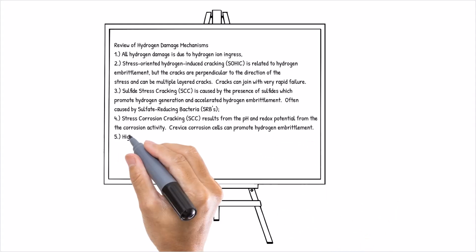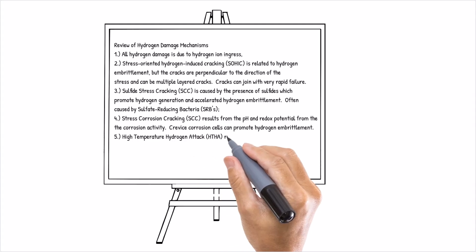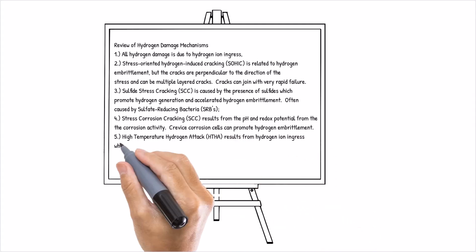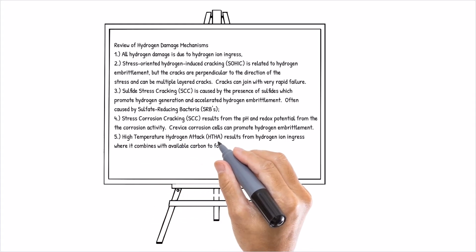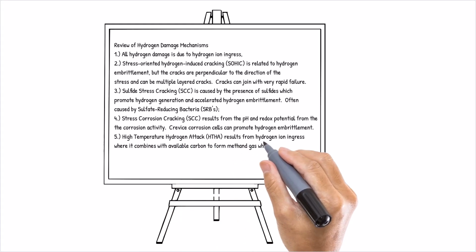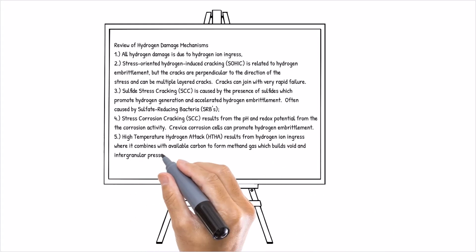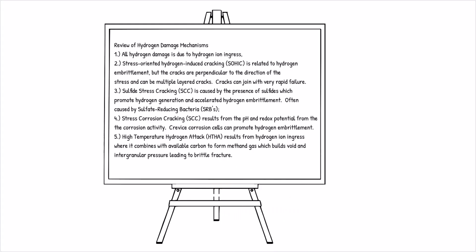Next, we had high temperature hydrogen attack, HTHA, which is caused by, again, hydrogen ion migration at high temperature into the steel lattice, where it finds available carbons to form methane gas, and the methane gas can lead to intergranular and void high pressure, which leads to embrittlement. This completes this module on different types of hydrogen attack.